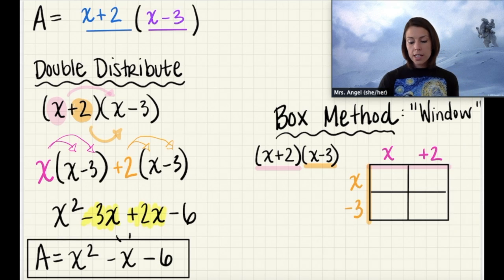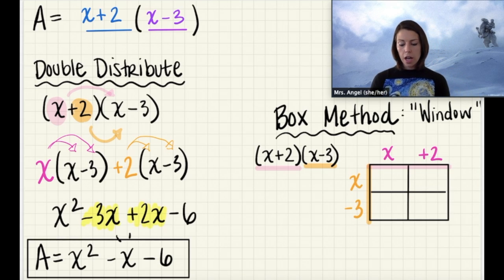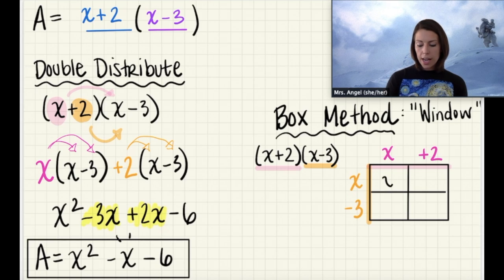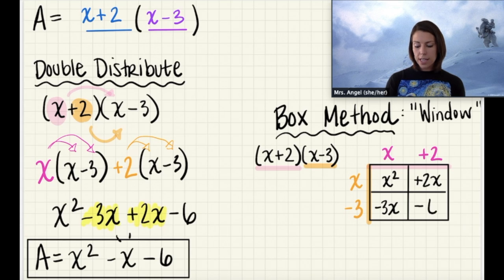Now we're just going to find the area of each square. So starting off with x times x, we get x squared. A positive 2 times x is a positive 2x. X times a negative 3 is a negative 3x. And a positive 2 times a negative 3 is negative 6.